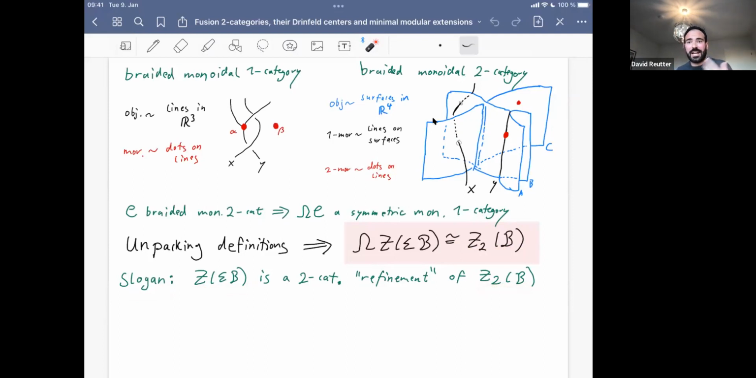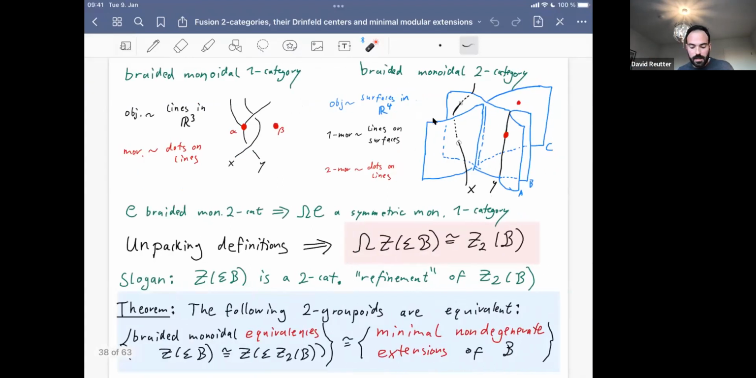And in some sense, the natural question is, okay, how much more information does it actually have? How much more does the Drinfeld center of sigma b know about b that the Müge center doesn't know? And the answer to this problem is what links this whole theory of fusion two categories and Drinfeld centers to this problem of minimum modular extensions. Namely, you get an equivalence between two groupoids. One of them is the groupoid of braided monoidal equivalences between the Drinfeld center of sigma b and the Drinfeld center of sigma of the Müge center of b.